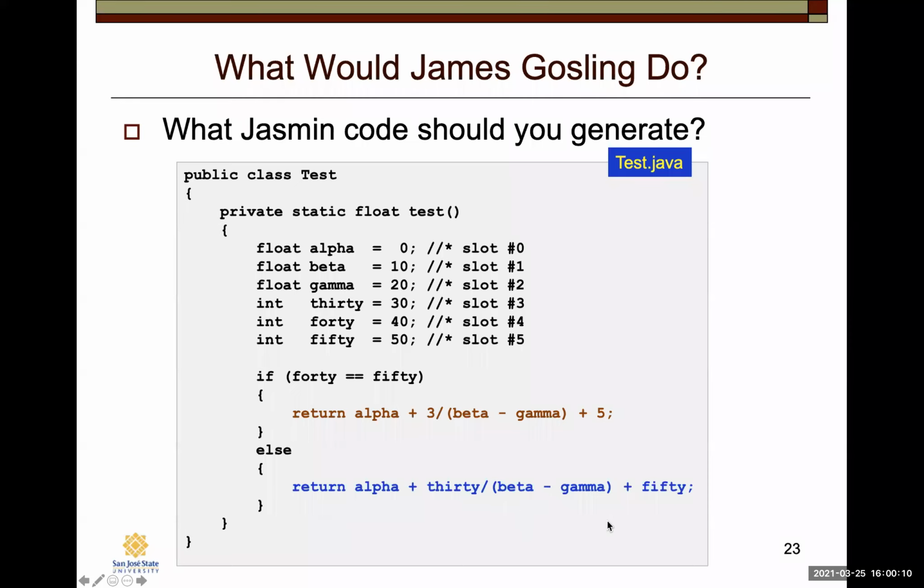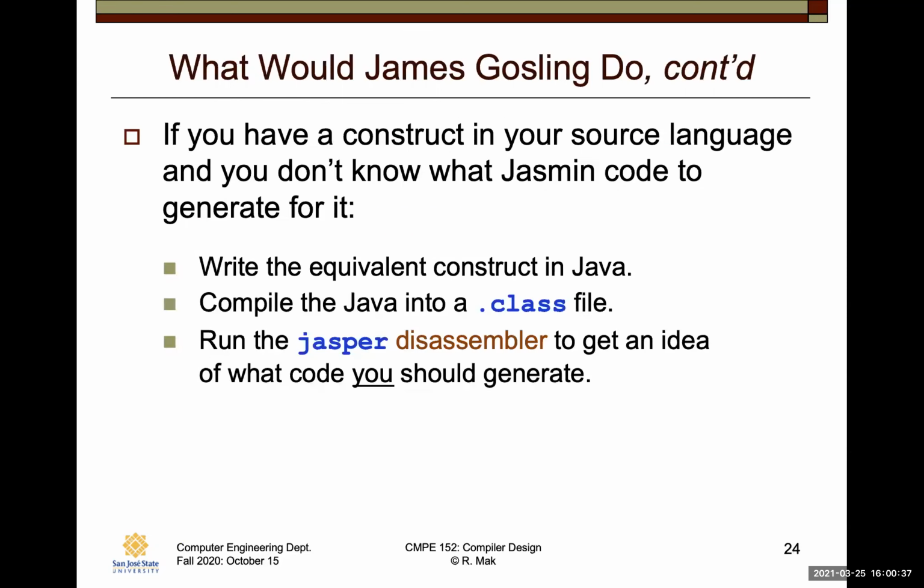Okay, so let's say that you have a program written in your language, and you've got the equivalent of this if statement in your language, and you're wondering, gosh, what kind of Jasmine code should we generate? Well, then you write the equivalent in Java, have the Java compiler compile it, and then you disassemble the .class file. Okay, so let's do that.